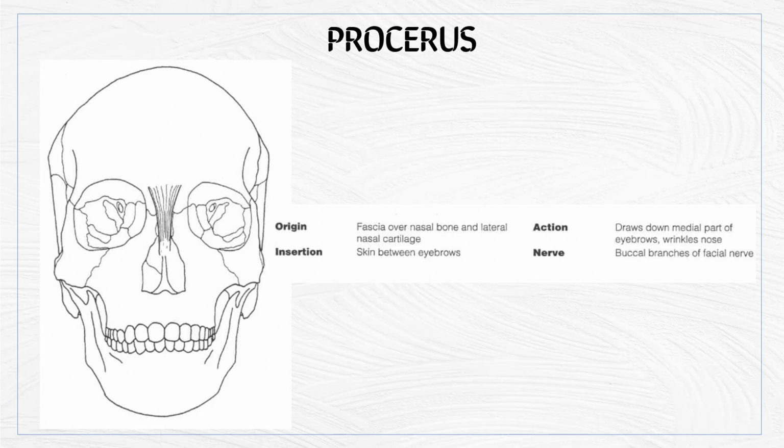Then the next muscle is procerus. It originates from the fascia over the nasal bone and lateral nasal cartilage, and gets inserted into the skin between the eyebrows. The origin is from the nasal bone here. So it draws the eyebrows down and causes wrinkles on the nose. The nerve supply is the buccal branch of the facial nerve.